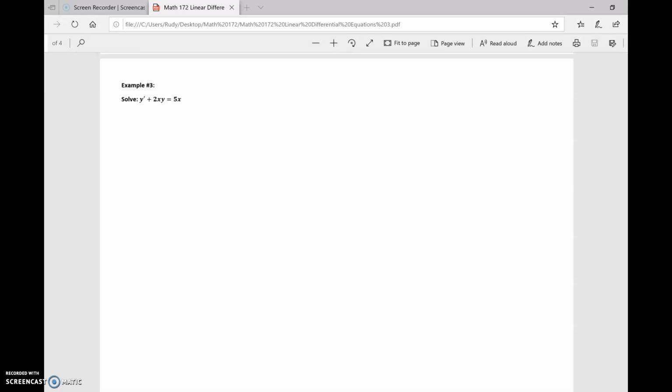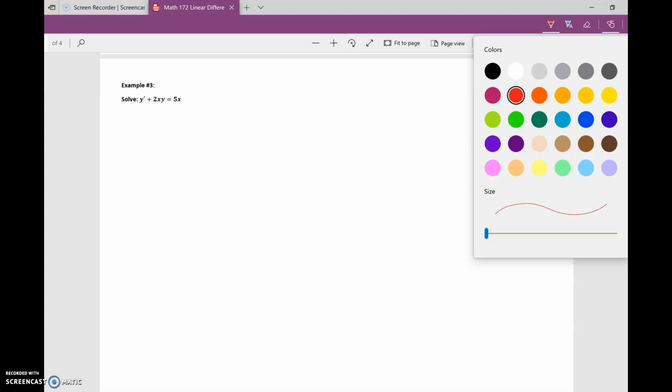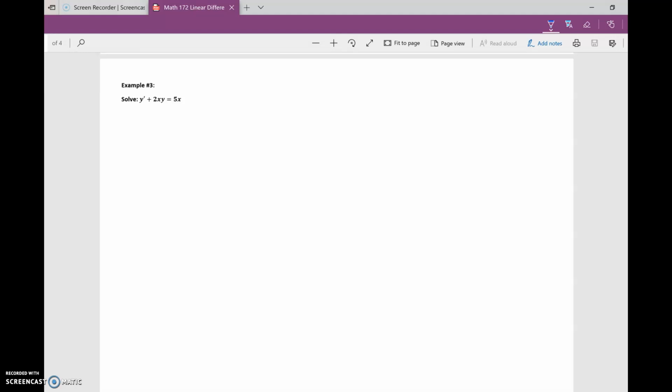Hi class, let's take a look at example 3. So example 3, it's actually not separable, but the good news is it's actually linear. So let me just rewrite it, and it's already in standard form. In this case, this is linear with p of x equal to 2x.